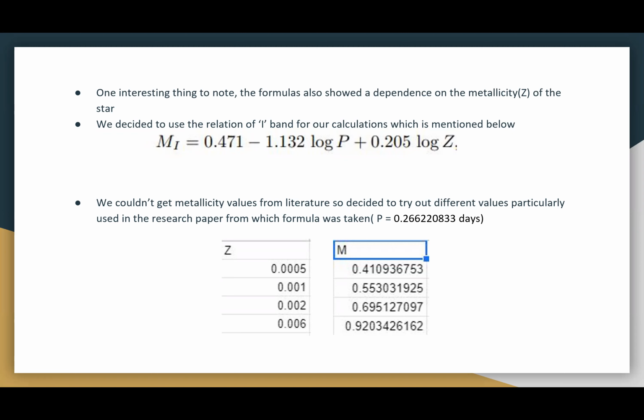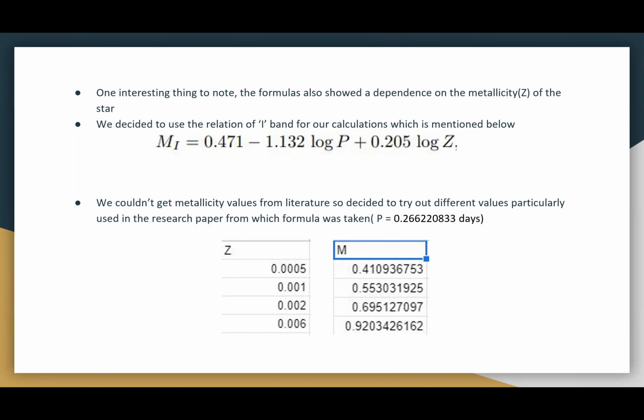There was some mention of a PL relation in R band in the research paper, but that included a factor for the structural composition of the star, an L factor. So we decided to stick with this metallicity formula and the relation in the I band.